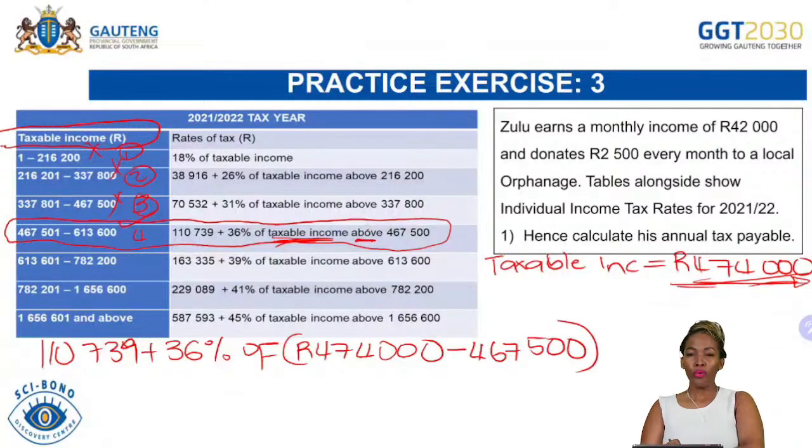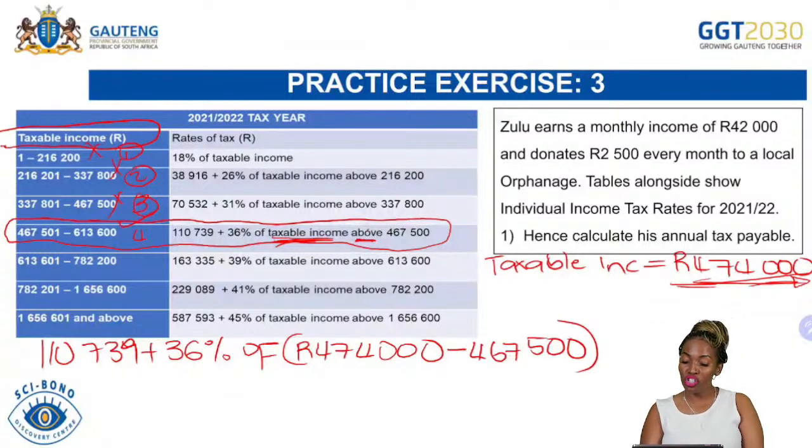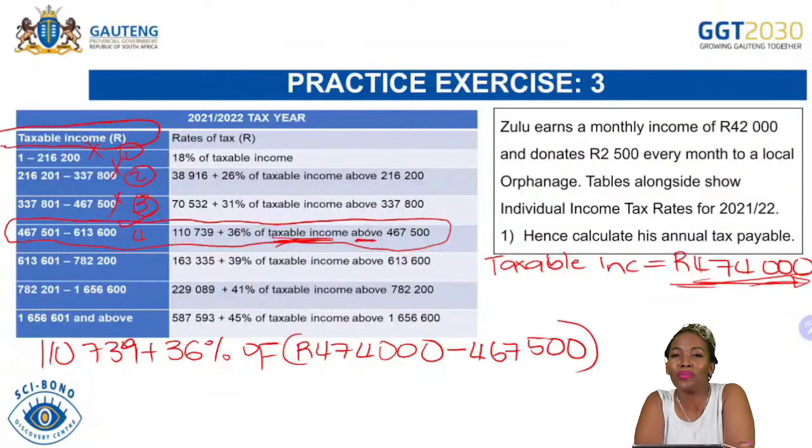467,500, and then we close. Girls and boys, I've been talking for too long. I'm getting dry, so I'm gonna take a quick water break. While I do that, I want you to continue with the calculations to calculate the amount of tax, but then you stop there because we don't have the table for the rebates. I'm just gonna take exactly 1 minute. I will be back, and then you can compare your solutions with mine.